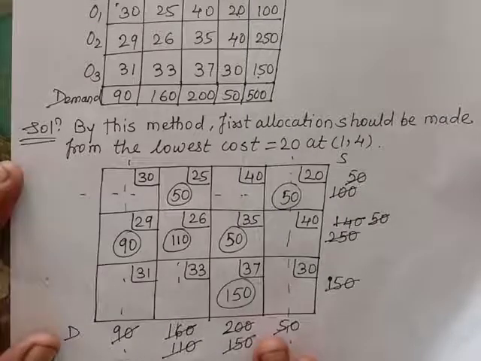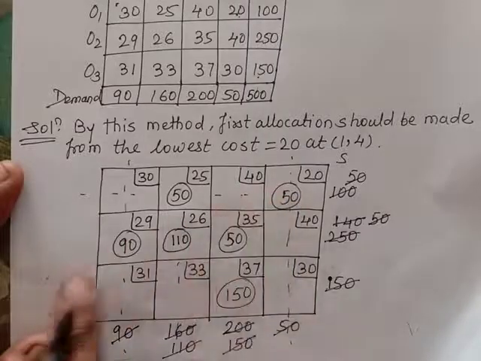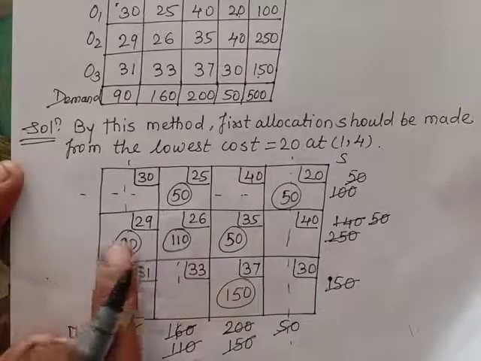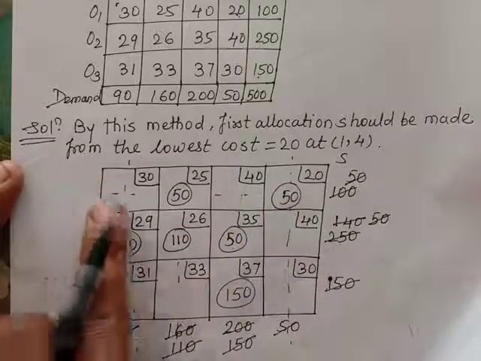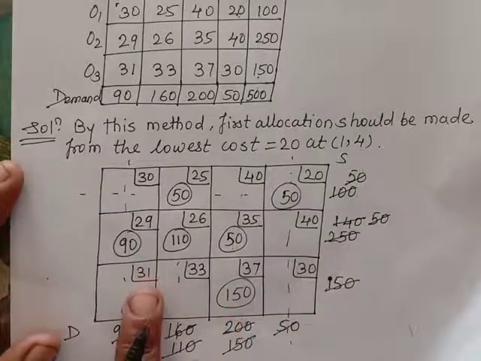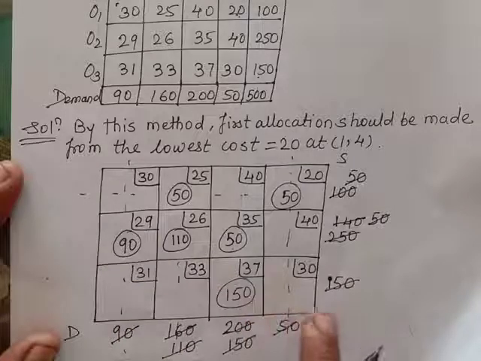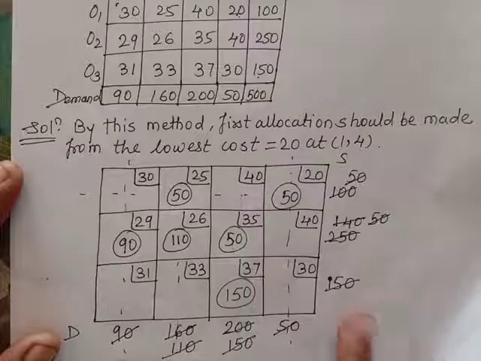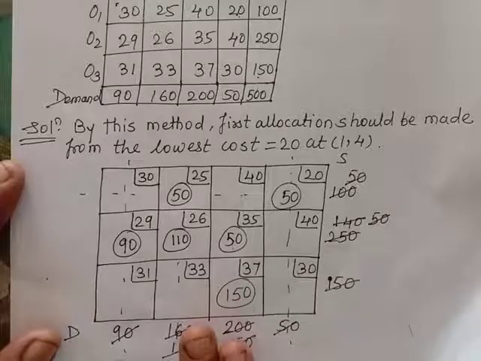Now simply you have to check how many allocations are there. So the number of allocations is 1, 2, 3, 4, 5 and 6. And the number of rows is 3, number of columns is 4. 3 plus 4 is 7, minus 1 is also 6. So the total number of allocations equals m plus n minus 1, meaning number of rows plus number of columns minus 1. If this is the same, then this is a basic feasible solution.